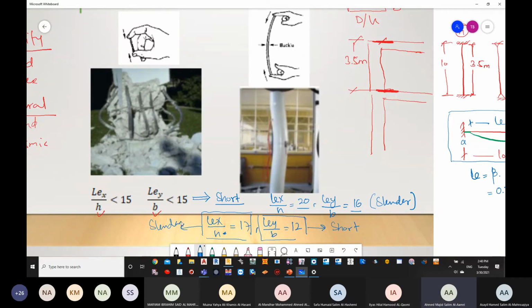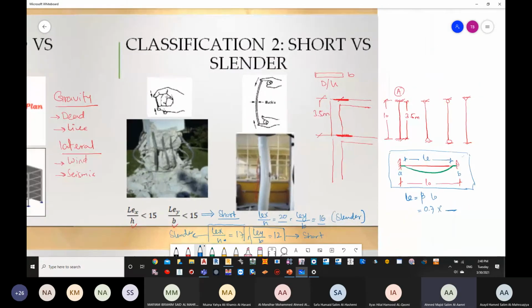Now, if one ratio is lesser than 15 and one ratio is more than 15, the column is considered slender. On the side where the ratio is more than 15, it should be designed as slender, that side only. The other side should be designed as short. So this is the classification in terms of short and slender.